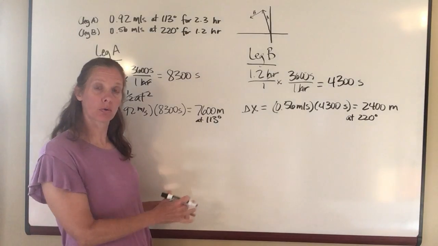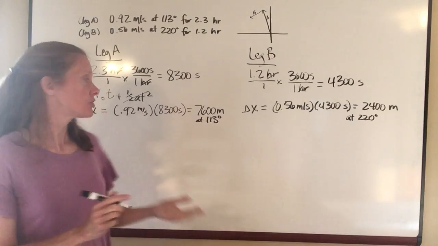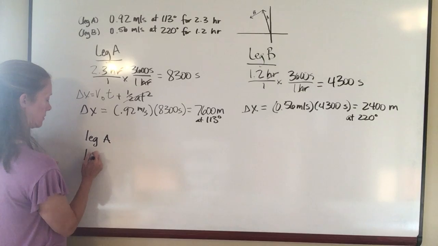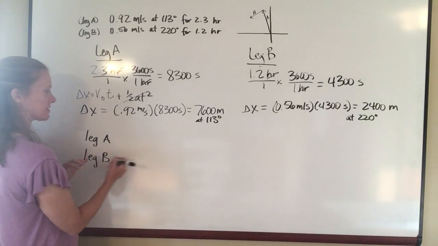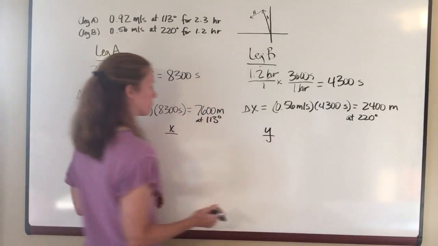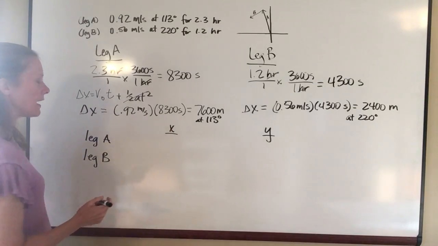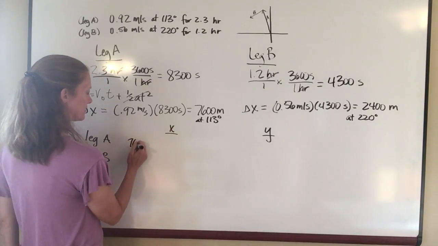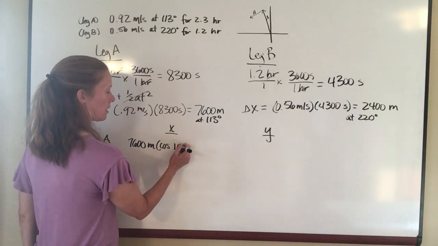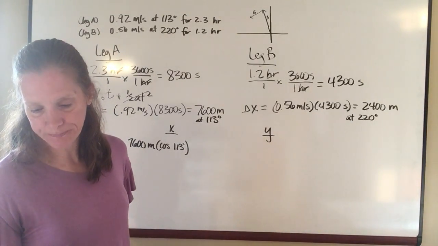So now I can go to what I learned in Module 3, and we can add these 2 vectors together. I'm going to set this up just like I did back in Module 3. I'm going to set up a chart where here's my x component and here's my y component. So the x component of the first leg is going to be 7,600 meters times the cosine of 113 degrees to give me just the x component.